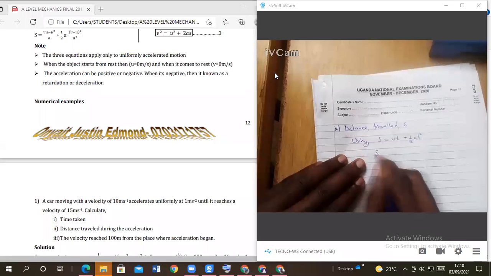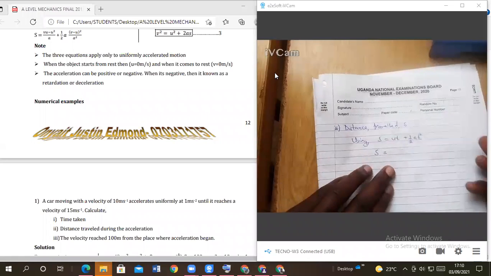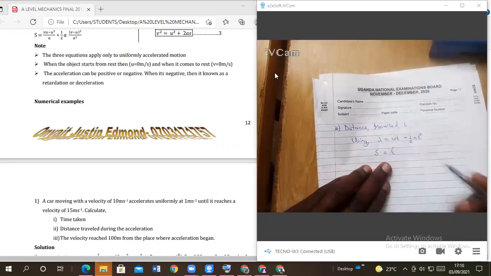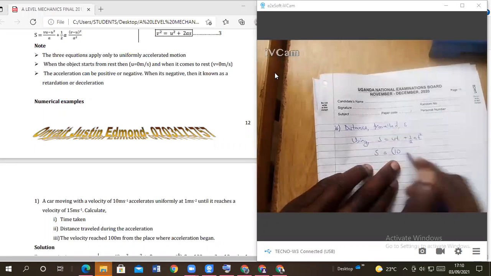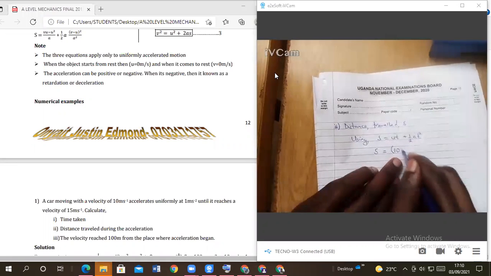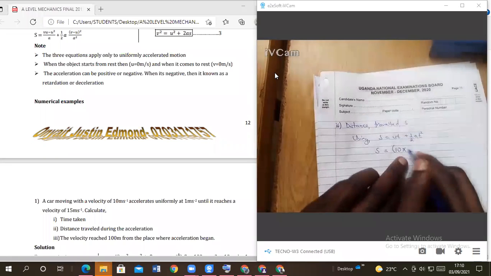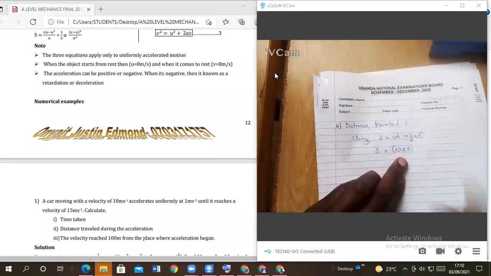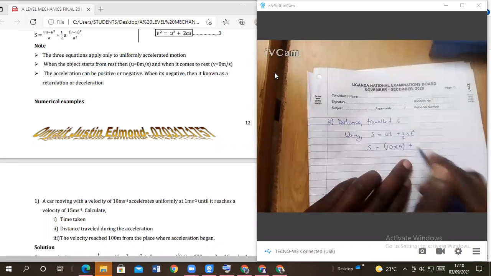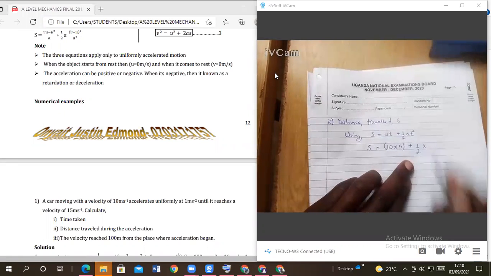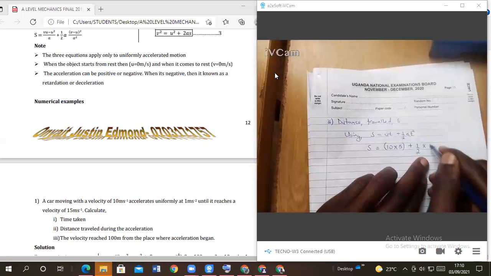So s equals, because we want s, which is our displacement, it's already the subject, no? So the only thing is substitution. What is our u? Our u was 10. Then put them in brackets so that you don't mess up with integers. Times the time, we got time is what? 5, plus half times the acceleration, which was given to be 1, times time 5 squared. Write it smartly like that.